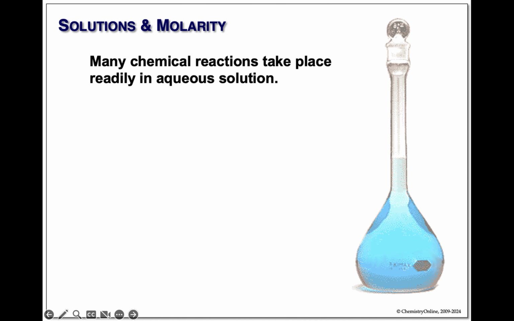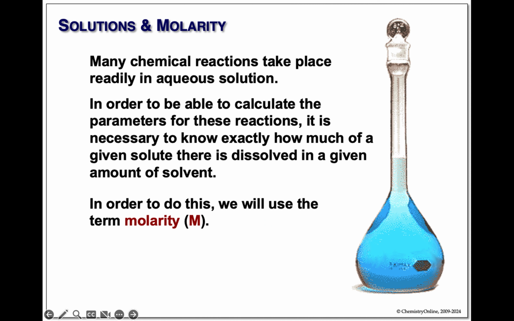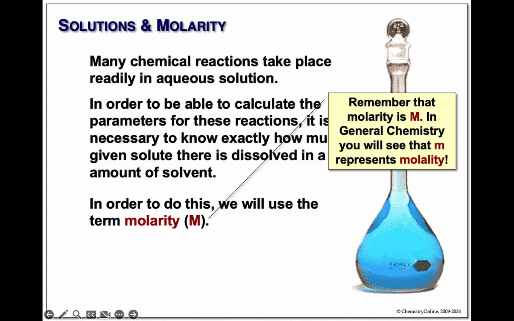In reality, we know that chemical reactions take place in aqueous solution. We know that because in lab number 6, you did a whole bunch, and you got precipitates or whatever. In order to be able to calculate the parameters, you need to know exactly how much stuff is in there. The way you do that is by knowing the molarity, the number of moles per liter of solution.